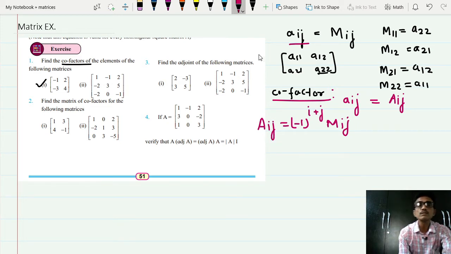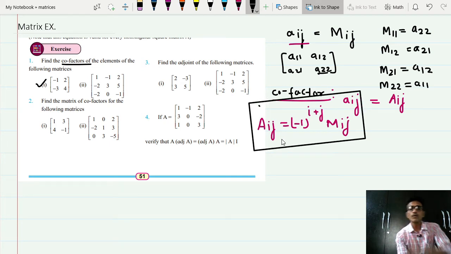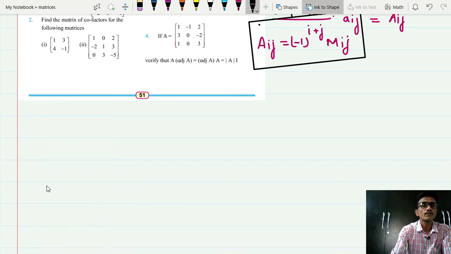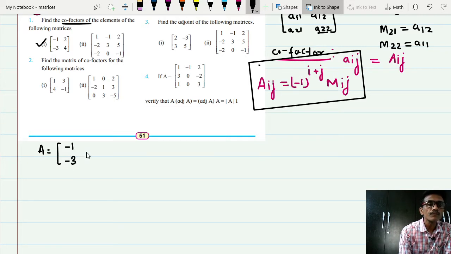So we follow this formula to find the cofactor. We apply this and we find all cofactors of this matrix. Here the given matrix is this. We find all minors and cofactors. Matrix A is equal to, our matrix is this: minus 1, minus 3, 2, 4.